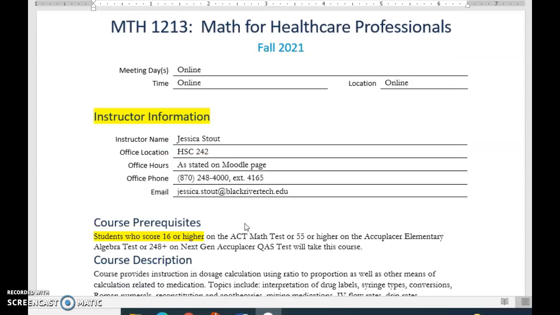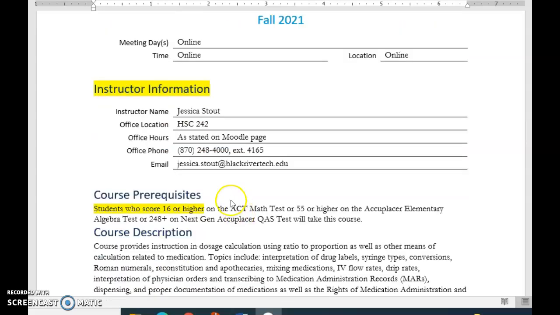Let's talk about prereqs. Typically, Math for Healthcare is for students who score a 16 or higher on the ACT or 55 or higher on the AccuPlacer, but I know some of you have scored a little lower than that, and so you were also placed into math enrichment. So you're taking Math for Healthcare and you're taking math enrichment in the same semester.